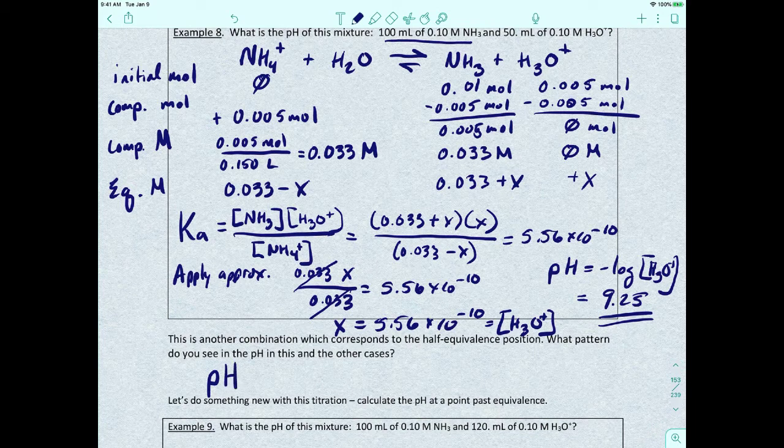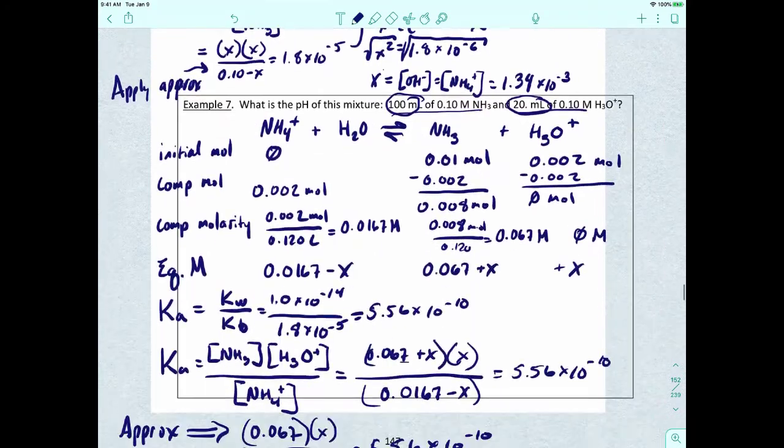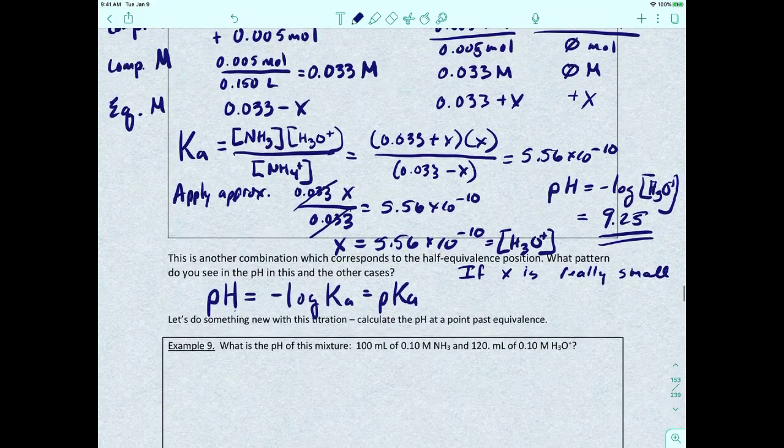The pH of a reaction, when you're halfway, the pH is going to be equal to the negative log of the Ka, and whatever that comes out to be, it's going to be the pKa. So at halfway to equivalence, the pH becomes equal to the pKa. And this only works if X is really small, so that the numerator equals the denominator.